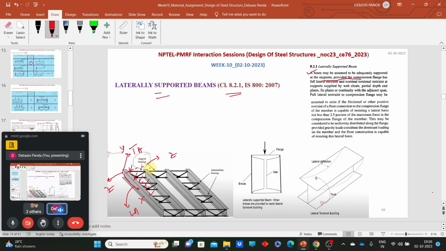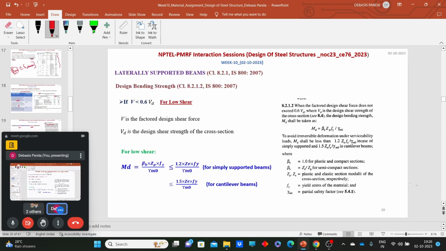Now, for the lateral torsional buckling, how can we calculate the bending and shear properties? Still now we don't know about the bending and shear properties. We have seen that for deflection, we need to limit it, and for lateral torsional buckling, we can provide lateral support, and we have seen the effective lengths. Now what should be the design bending stress for the laterally supported beam? The bending strength of these beams is a function of the design shear.